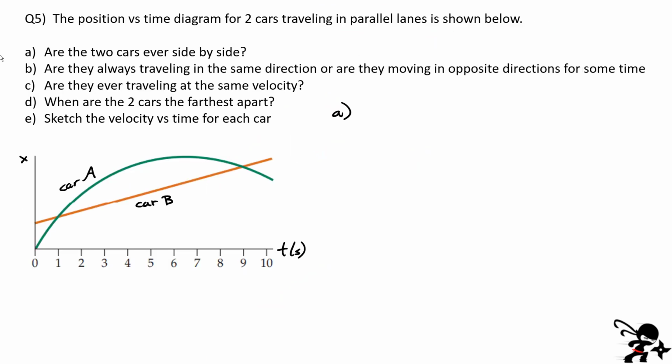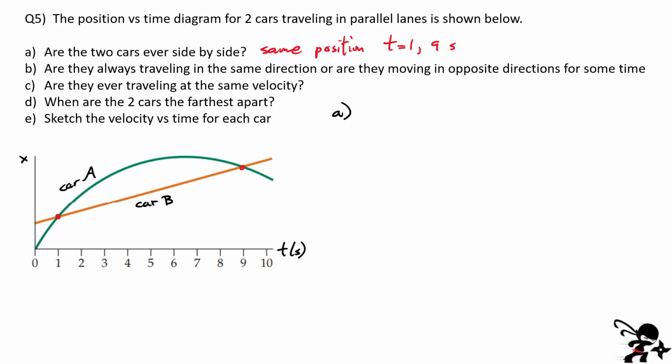All right, here's question 5. The position versus time diagram of two cars traveling in parallel lanes is shown. First question says, are they ever side by side? So what does this mean? If they're going to be side by side, it means they have to be at the same position, okay? So where are these cars at the same position? This is a position versus time graph, so clearly it has to be where the lines intersect with each other, okay? So that looks like at time equals to 1 and also at time equals to 9 seconds, right? The positions of the cars are the same.